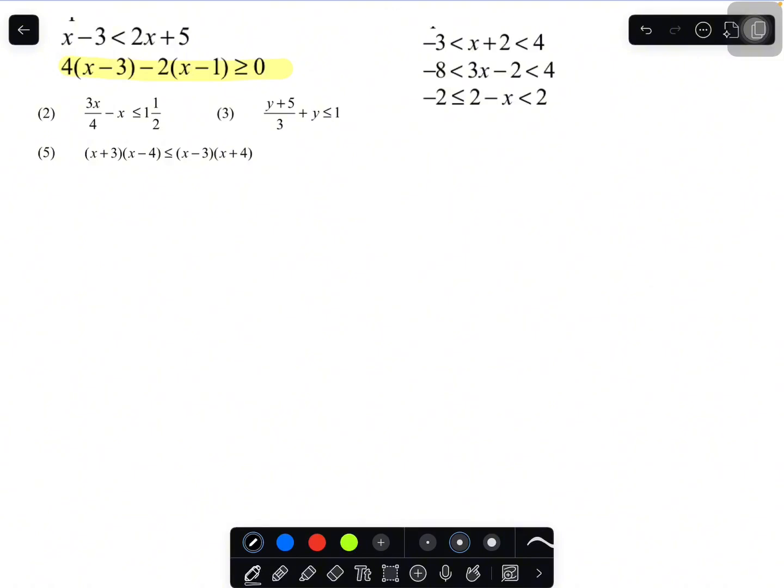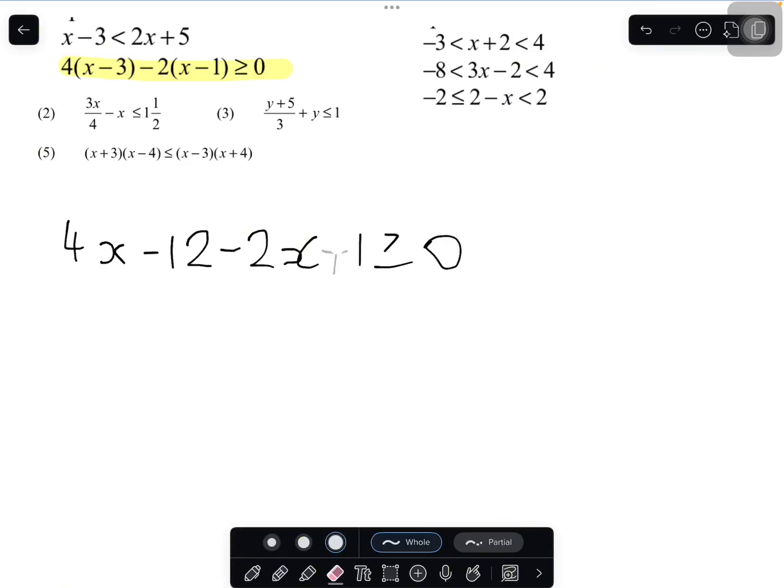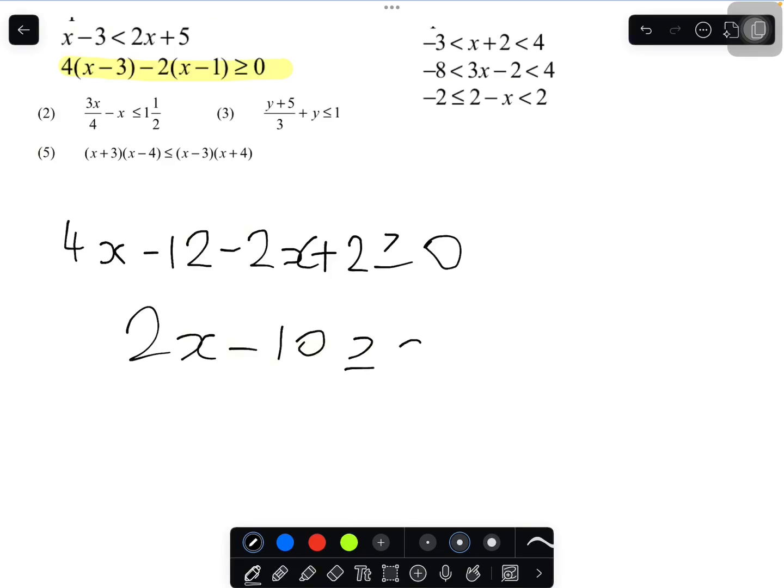Now we're just going to multiply out the brackets. I'll have 4x minus 12 minus 2x plus 1 is greater than or equal to 0. And then I'll have plus 2, so I'll have 2x minus 10 is greater than or equal to 0. I'm going to have 2x is greater than or equal to 10, and x is greater than or equal to 5.